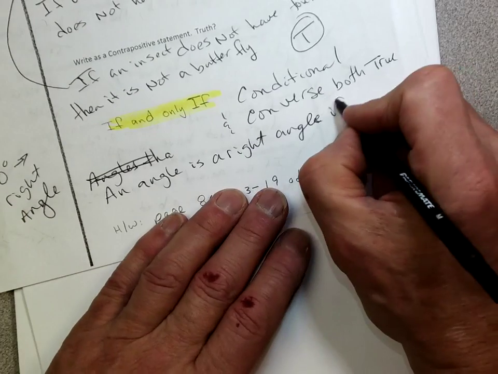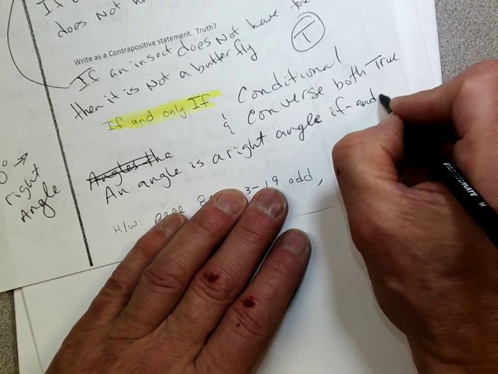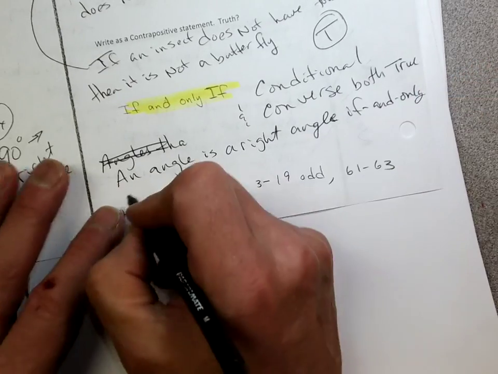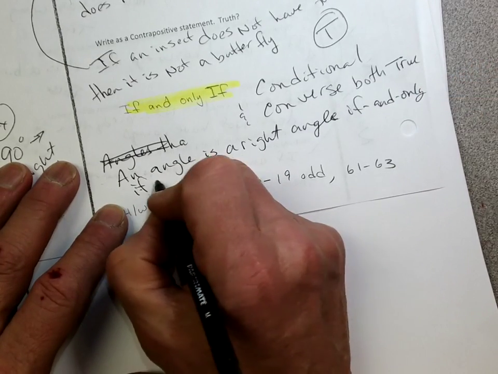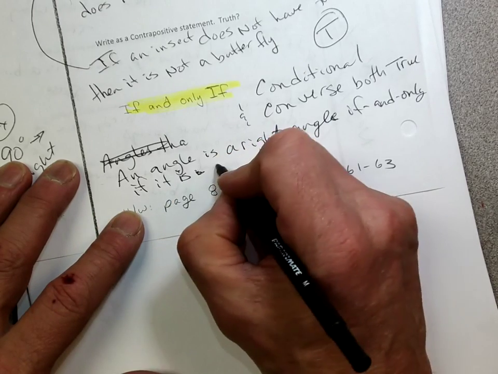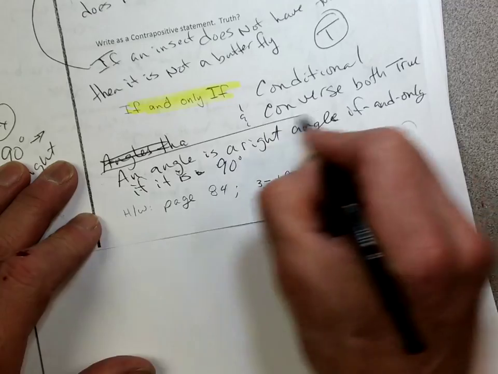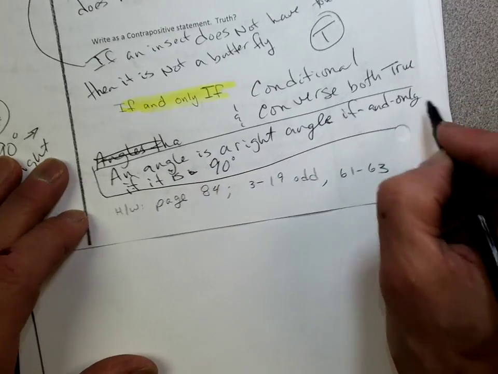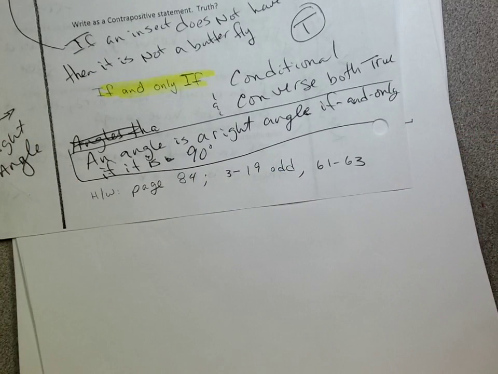Nice job, Kurt. If and only if it is 90 degrees. Thank you, Kurt, for helping me put that into words. There we go. Nice job. So an angle is a right angle if and only if it is 90 degrees. That's an if and only if statement, okay?